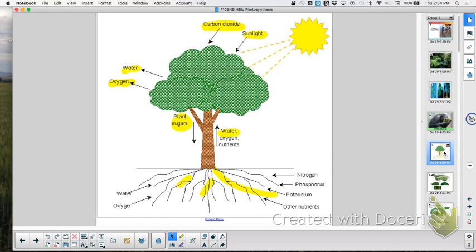level. So we need electrons. Where do the electrons come from? Water. So that's why we need water. Why do we need CO2? To build the sugar, right?